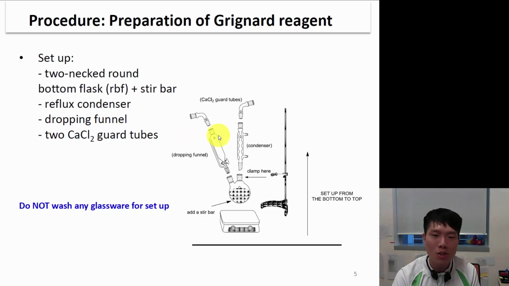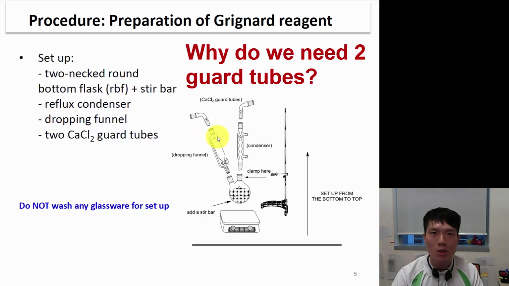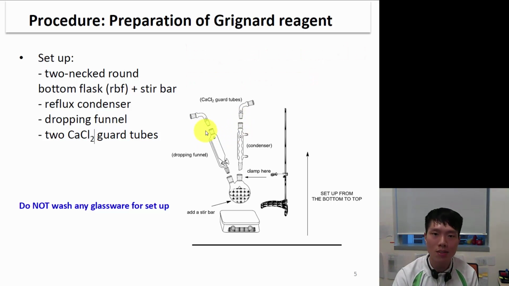And why do we need two? We need two because there are two potential exit outlets for the reaction here, one coming from the condenser, the vertical one, and one from the tissue funnel.